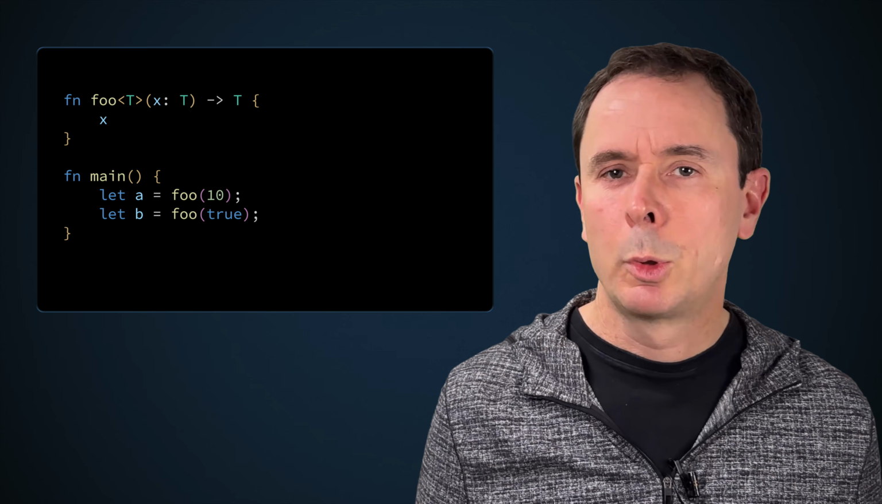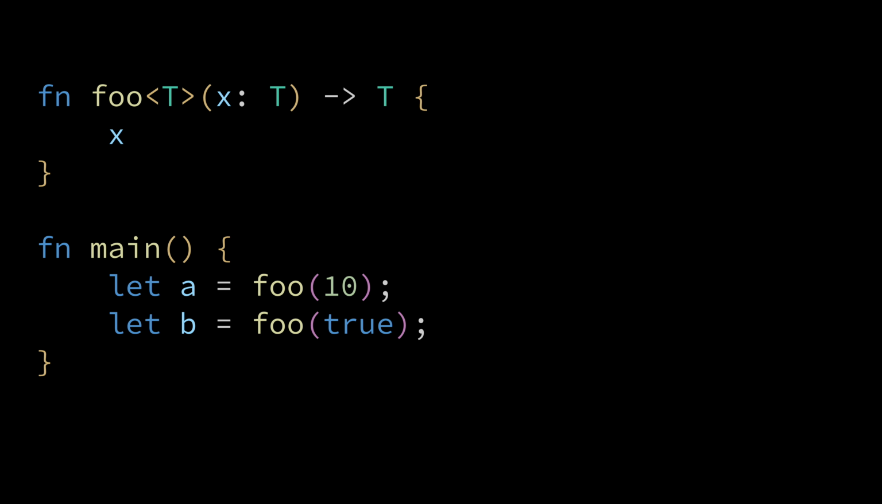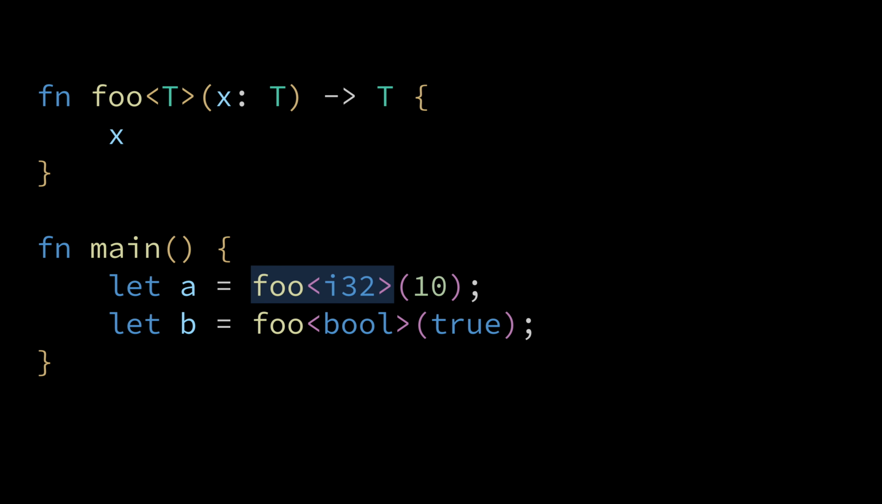It looks like I'm calling the same function both times, but I think it's more helpful to think of foo as a family of functions. Each member of the family handles a different type for T. So foo<i32> handles integers and foo<bool> handles bools. And I can make the type T explicit on each call, but this is not quite the right syntax.